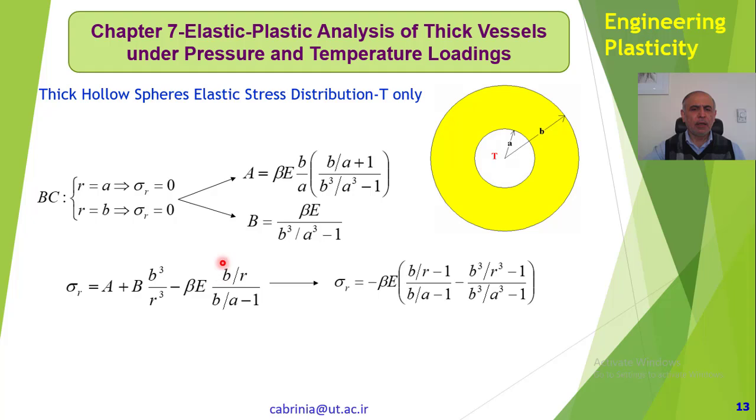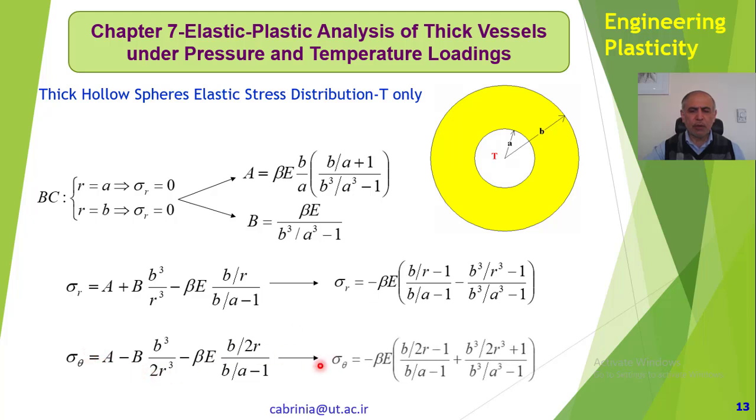Substituting back for A and B in those equations, we get sigma R equal to this relationship, and also we get sigma theta is equal to this relationship. As you can see here, we have this beta, which is in terms of T, and R, which changes between A and B. The rest are constants. Of course, here we note that we have R here and R cube here as well.